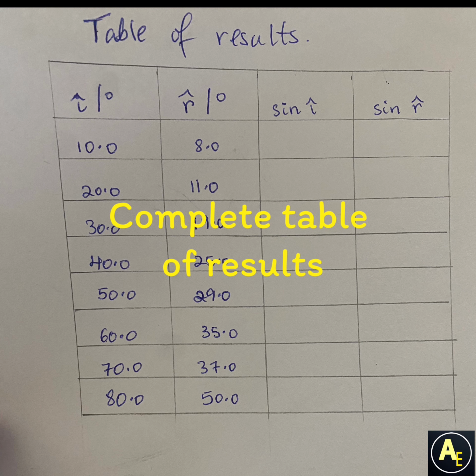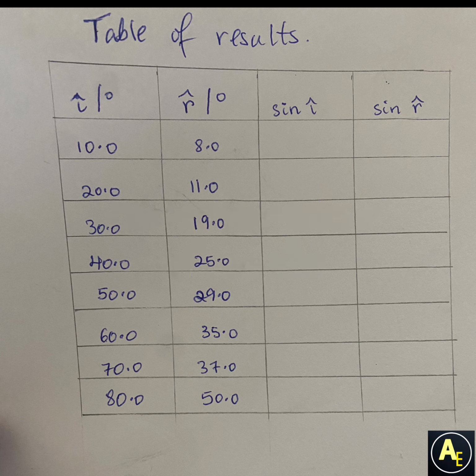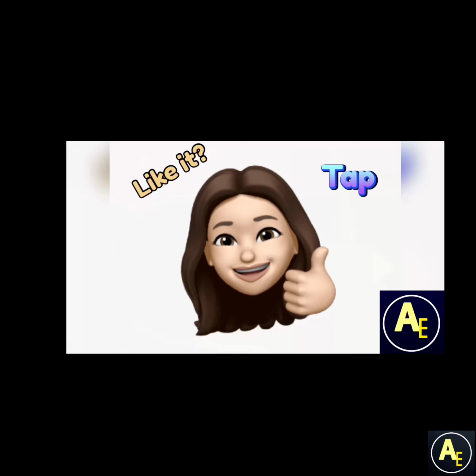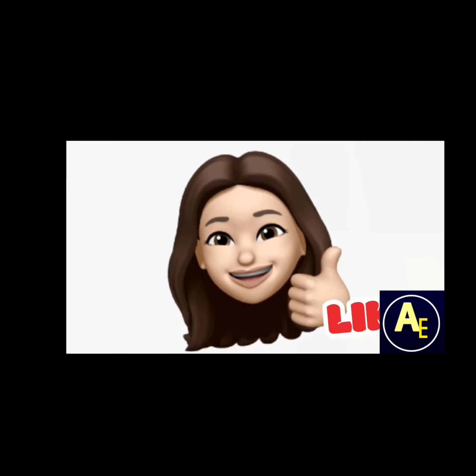Complete your table of results with two additional columns labeled sine of the angle of incidence and sine of the angle of refraction, sine I and sine R respectively. Tune into the next video to see how to photograph and what the results yield.